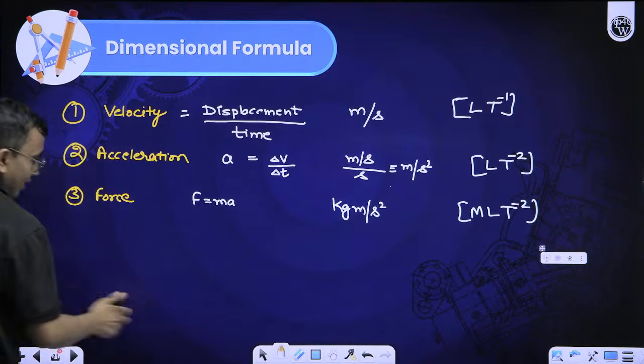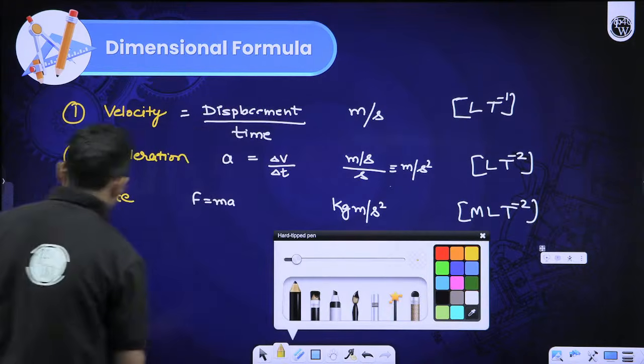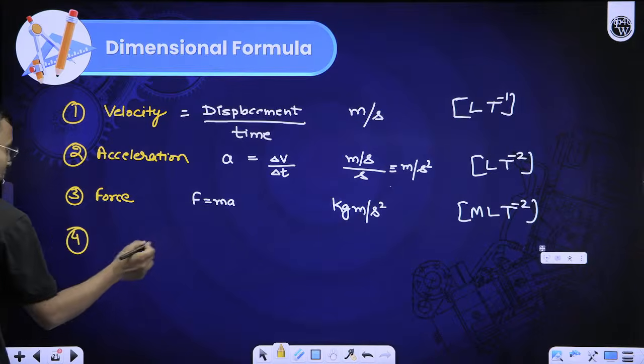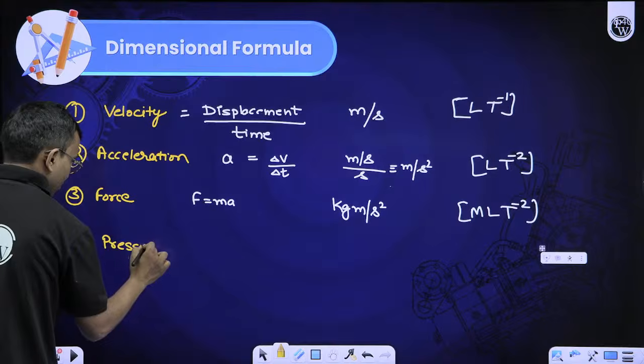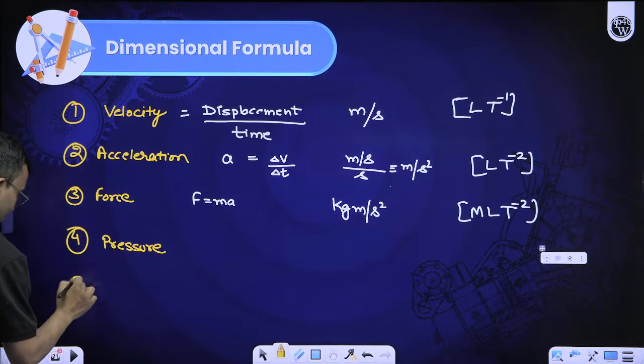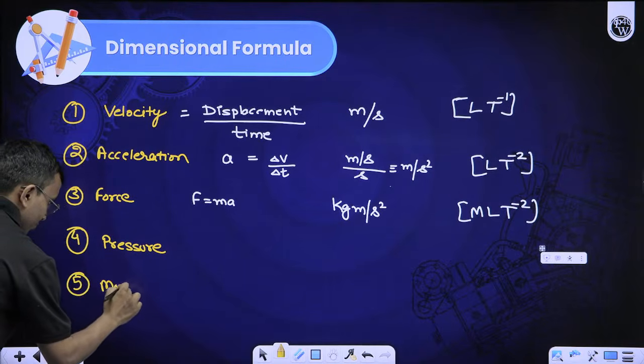Yes, Neha. Then the fourth one, let us take the pressure. We were taking pressure. Okay, let us take pressure. Okay, let us take fifth one as momentum.